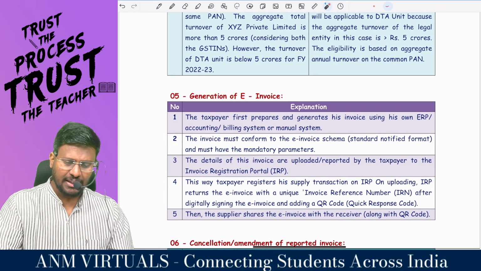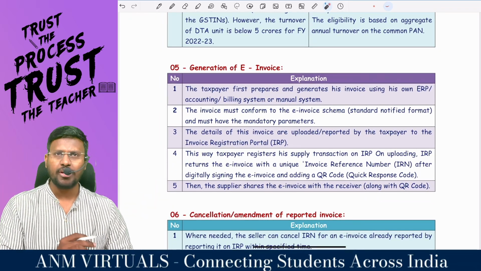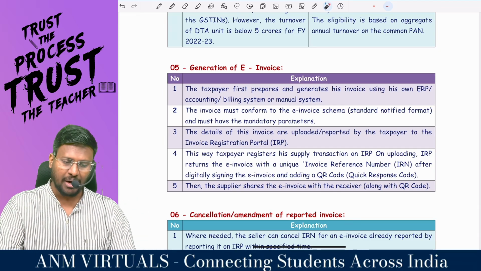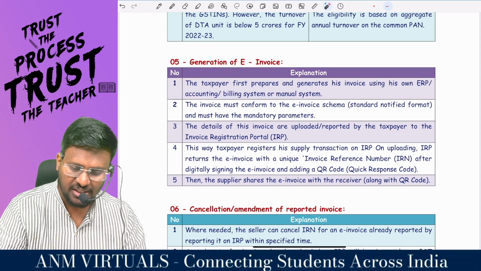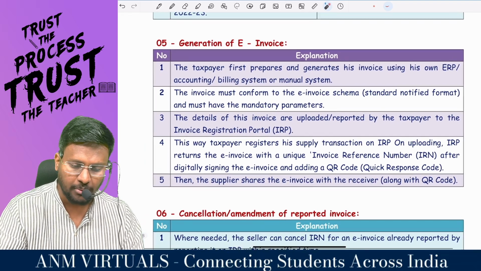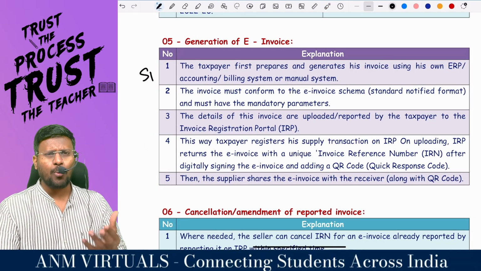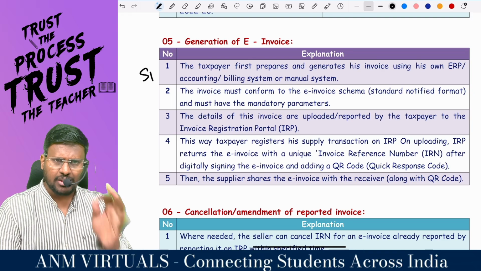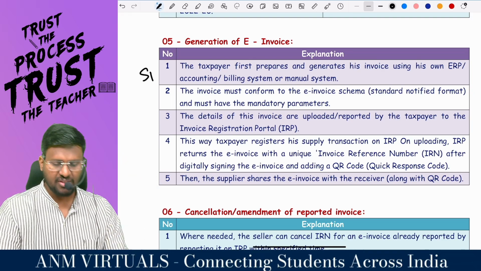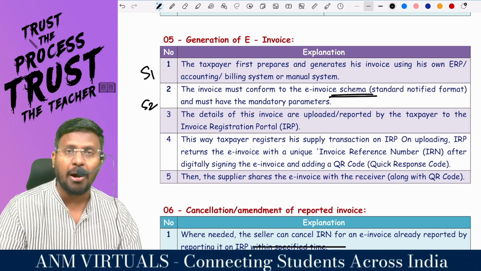How to generate the e-invoice, sir? What are the steps? Okay, sir. I understood for whom e-invoicing provisions will be applicable. How to generate it practically? The taxpayer first prepares and generates his invoice using his own ERP accounting billing system. This is what step number? Using your Tally or SAP or whatever software you are using, you yourself have to first prepare the invoice. Step number 2. Invoice must conform to the what schema.